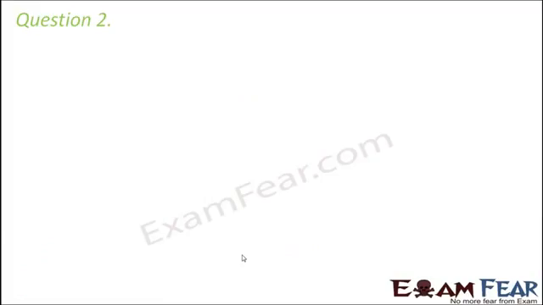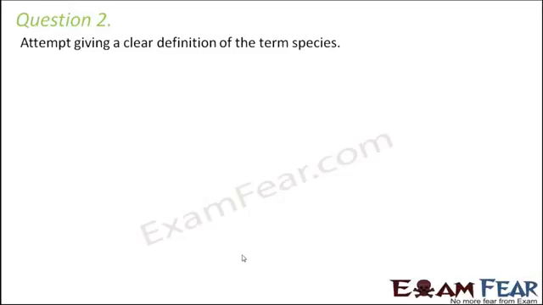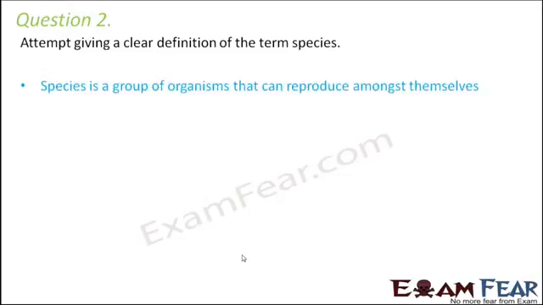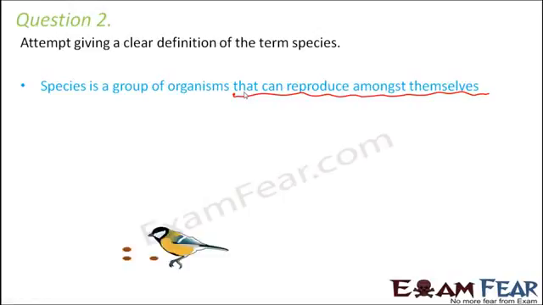Question number 2. Attempt giving a clear definition of the term species. When we talk about species, it is always a group of organisms that can reproduce amongst themselves. This is the most important criteria to call a group of organisms a species. If they can interbreed amongst themselves, that means they belong to the same species. However, two organisms of different species cannot interbreed.